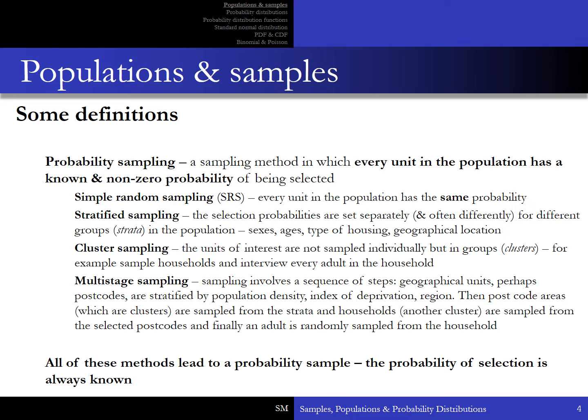The important point to get here is that all of these methods lead to a probability sample, in the sense that they all give a sample where the probability of selection of the individual elements is always known.